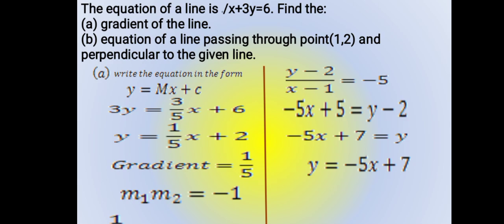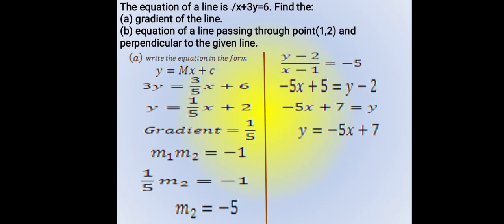So we write our line in the form of y equals mx plus c. So we have 3y equals 3 over 5x plus 6. Now we make y to be alone, we divide by 3 on both sides. We get a fifth x plus 2. So our gradient is a fifth. The gradient of that line, 3 over 5x plus 3y equals 6, is a fifth.